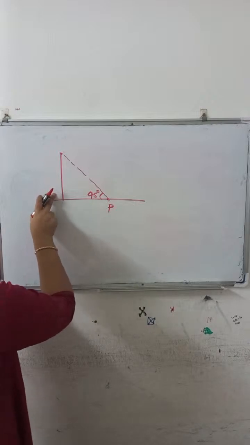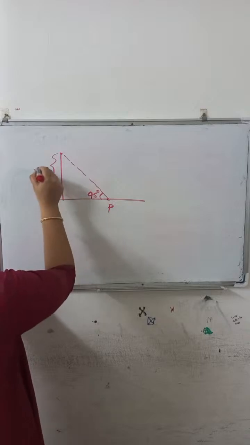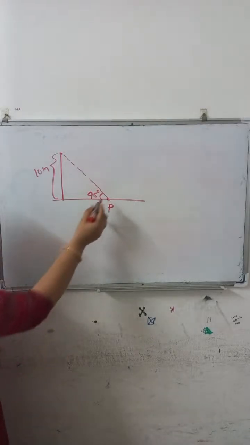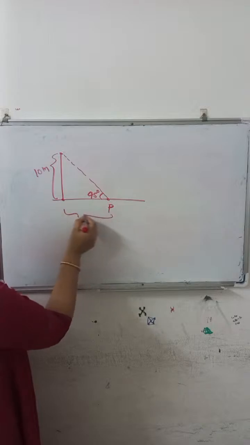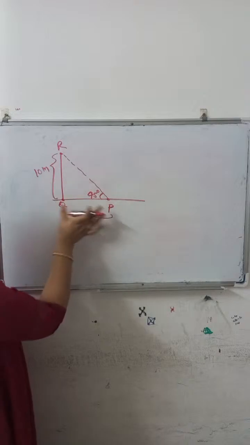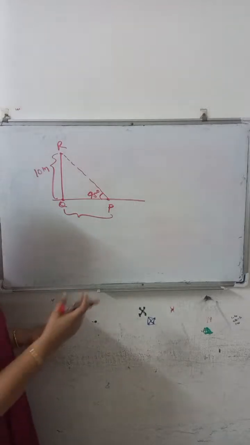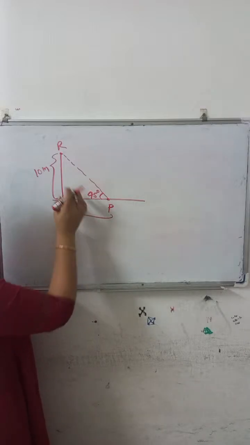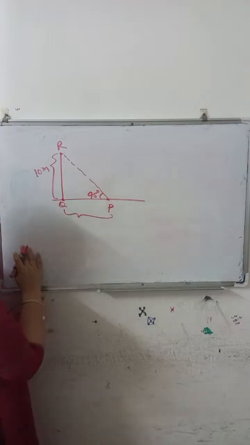And the height of the pole is 10 meters. They are asking what is the distance of point P from the base of the pole. Again I have to calculate this distance. So I will take this Q, and this is R. I am interested in QP, so QP I want to find out. Just now we did the same question, but there was a ladder, and in that case the hypotenuse was given. Here we have the height of the pole.